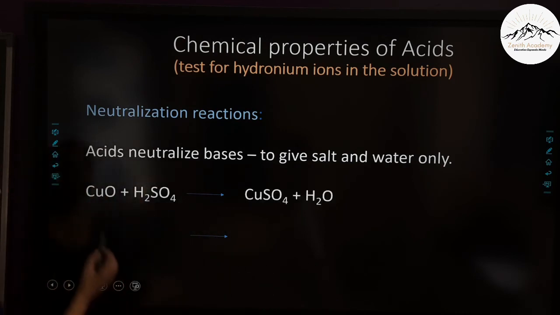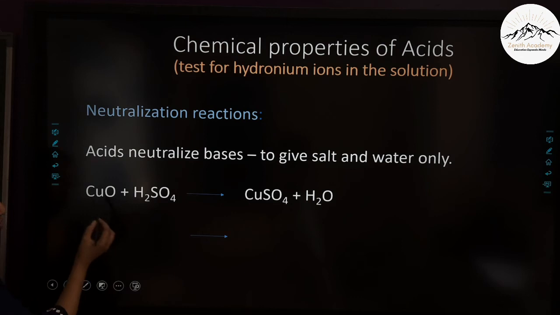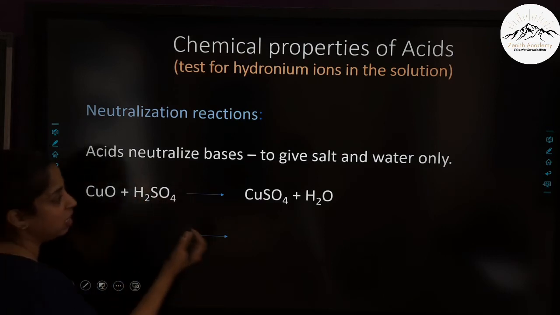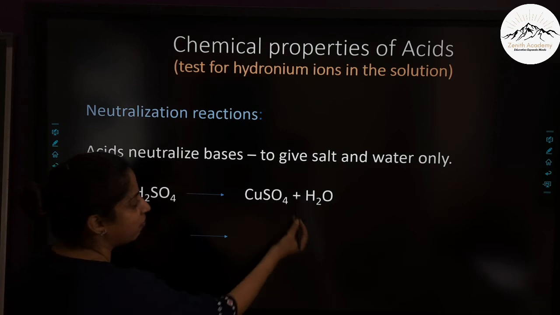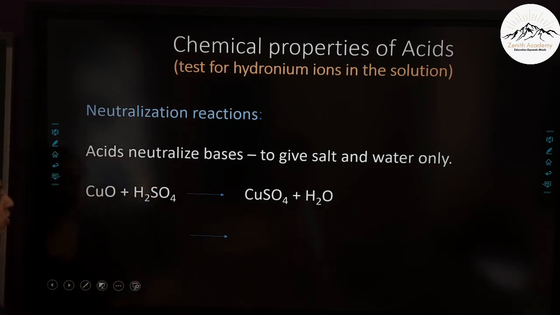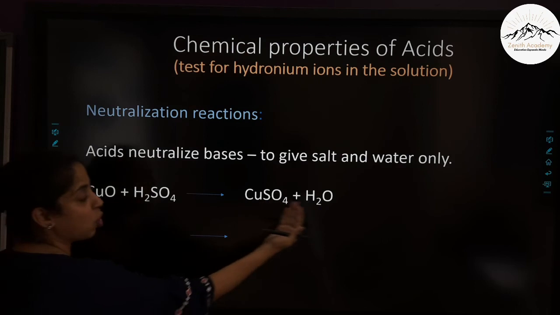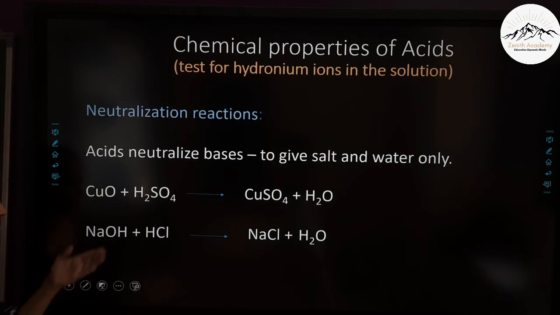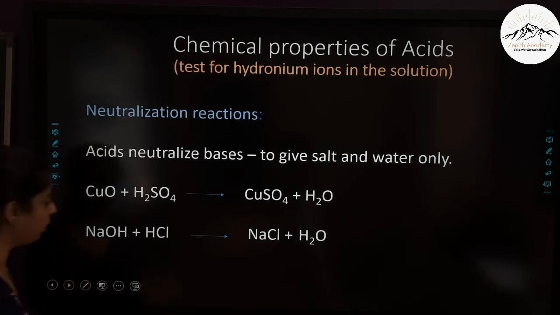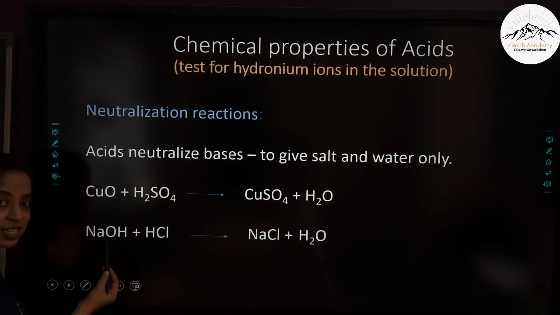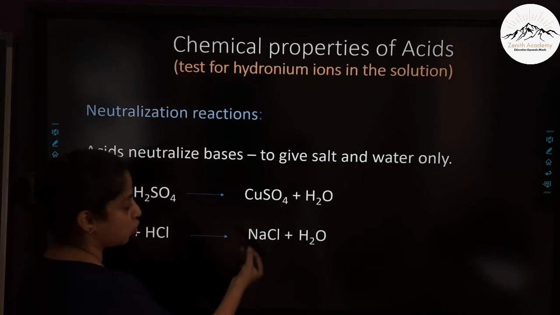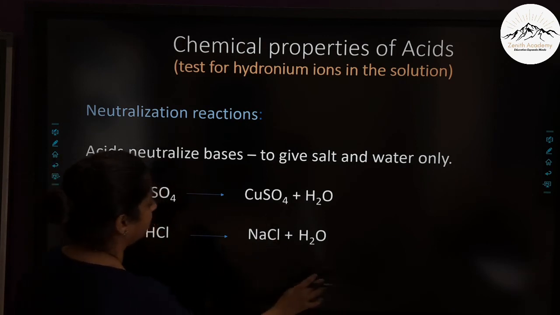So here you can see copper oxide, a metal oxide. So metal oxides are what? Basic. So this is base. So when this base reacts with this acid, sulfuric acid, it forms salt, that is copper sulfate, and water. So this reaction in which a base and an acid react to form salt and water is known as neutralization reaction. Let's see one more reaction. This is the basic reaction. We have been seeing it so many times, that when a strong base like NaOH reacts with strong acid like HCl, it will form salt, that is NaCl, and water.